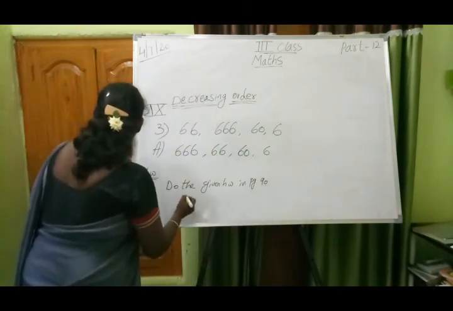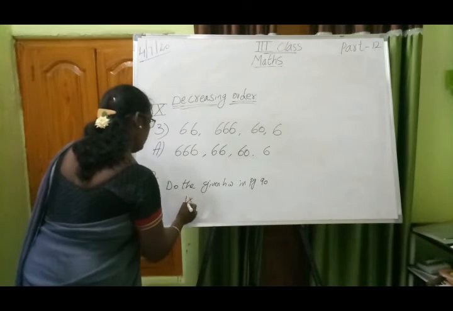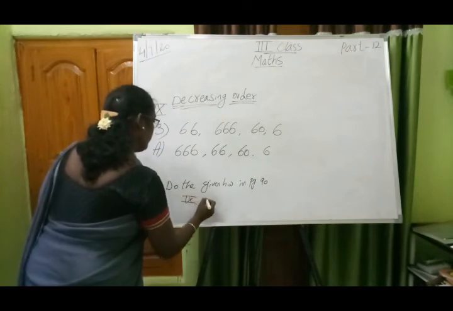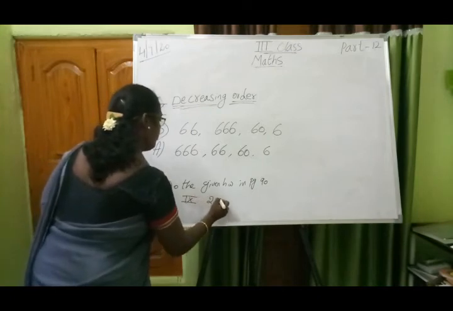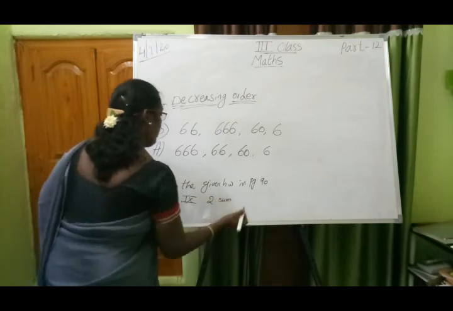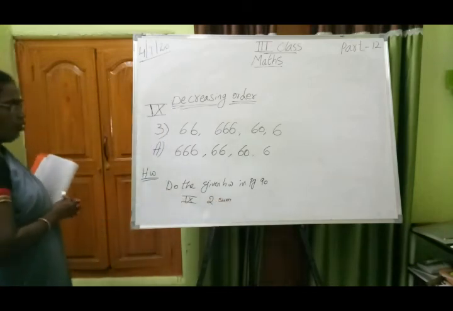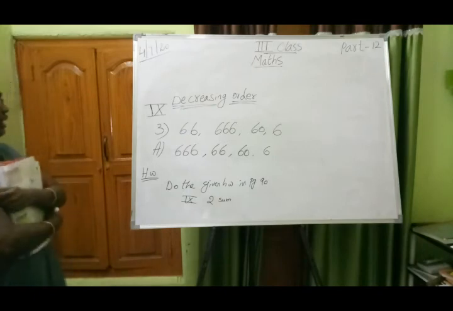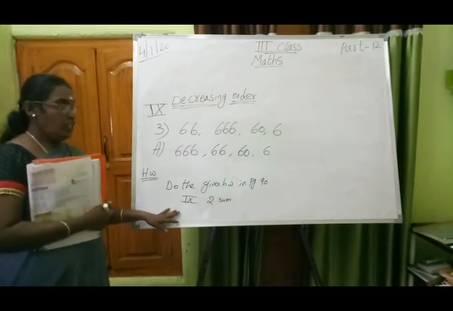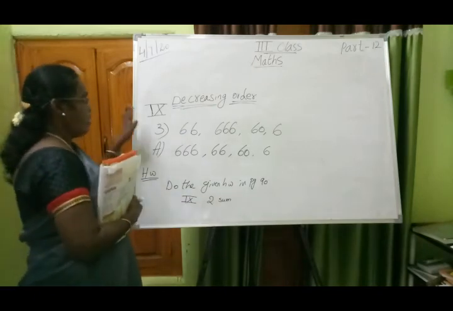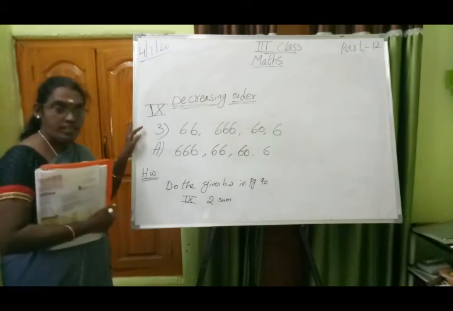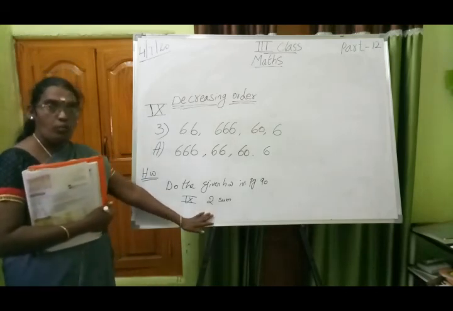Roman 9. What sum, children? Second sum. Do the given homework in page number 90, Roman 9, second sum. First and third I already completed. Yes, children? Second sum, you do the homework.